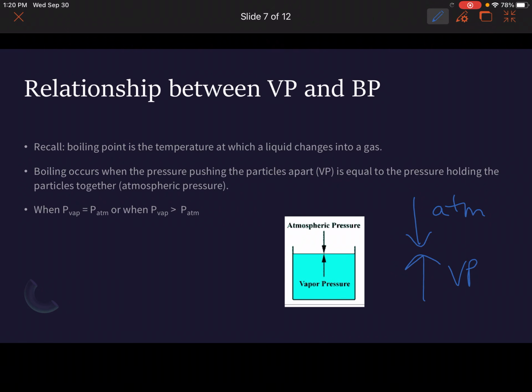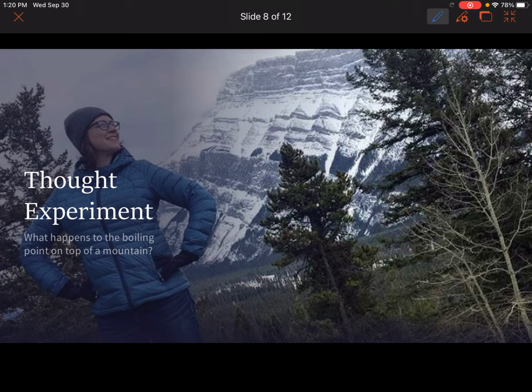Now, when these two things are equal to each other, that is when we have boiling, okay? Or you could say when the vapor pressure is greater than the atmospheric pressure, we have boiling. So this situation here, that is when things are boiling. So I want you to keep that in your mind as we go through this.